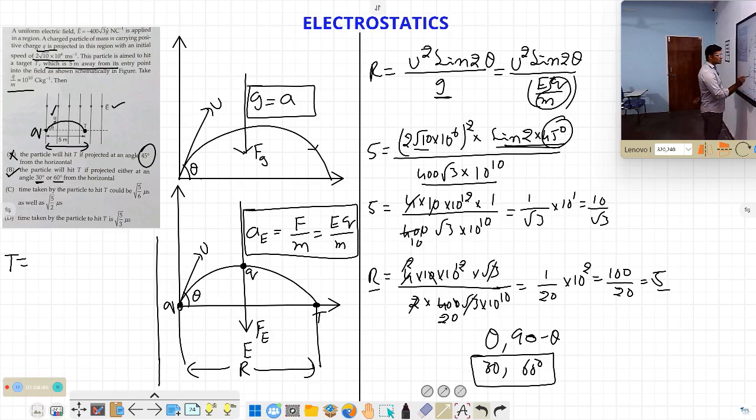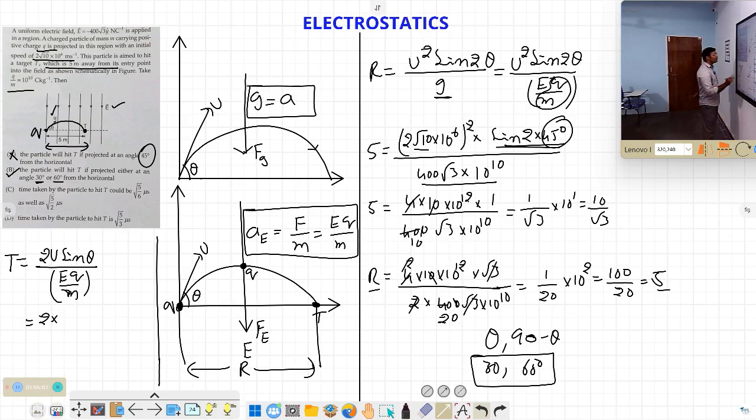When the charge is projected from here, it reaches this point. The time taken to reach that point is called the time of flight of the charge. The formula to use is 2u sine theta by g for a projectile, but in the case of g, we are using eE by m. This is the formula for this. Now substitute the values here.